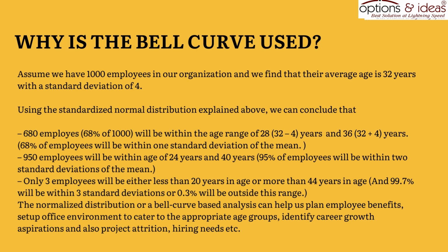950 employees will be within the age of 24 years and 40 years. 95% of employees will be within two standard deviations of the mean. Only 3 employees will be either less than 20 years in age or more than 44 years in age, and 99.7% will be within 3 standard deviations, or 0.3% will be outside this range. The normalized distribution or a bell curve-based analysis can help us plan employee benefits, set up the office environment to cater to the appropriate age groups, identify career growth aspirations and also project attrition, hiring needs etc.